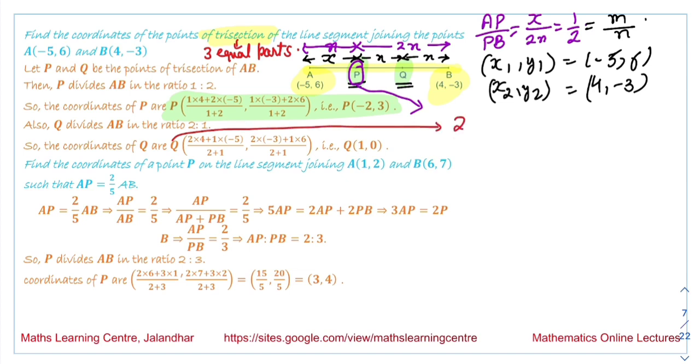And to find the coordinates of the point Q, we are saying it is dividing it in the ratio 2 is to 1. We are talking about this point. This is A, this is B. This point we are saying it is Q. This length now it is x, and this length is 2x.